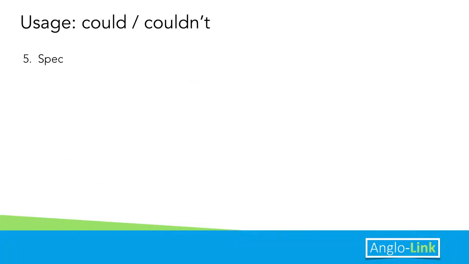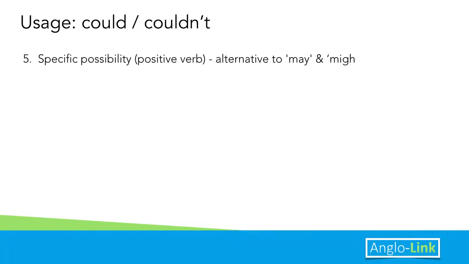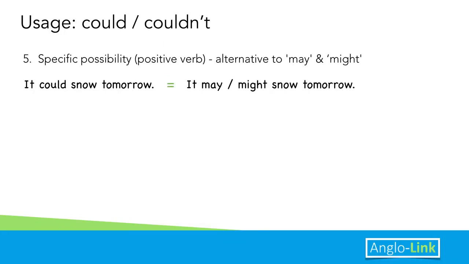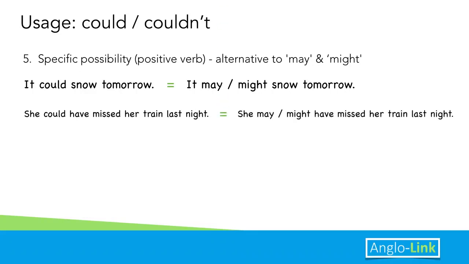And the fifth usage is a specific possibility, always with the positive verb could. This is an alternative to may and might. So we could say, it could snow tomorrow, a possibility for the future. You can also say, it may or might snow tomorrow. A possibility in the past: she could have missed her train last night. You can also say, she may or might have missed her train last night.